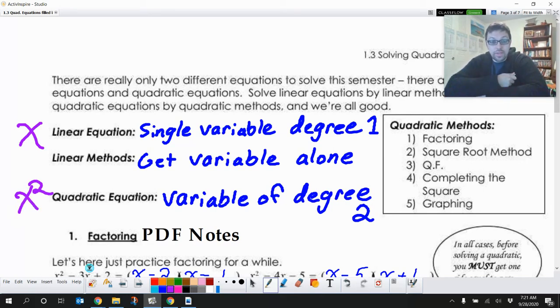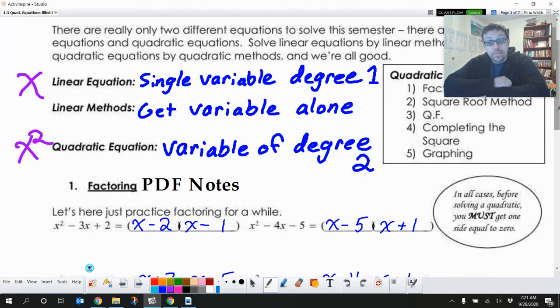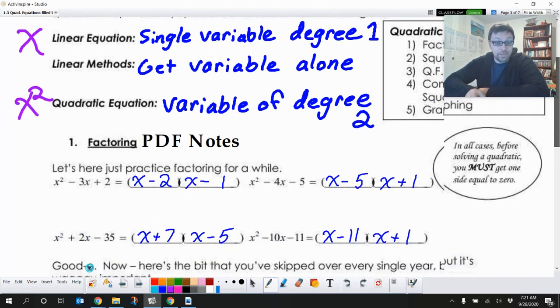What we need to do is get that whole thing equal to 0. If you have a quadratic, you always want to get that thing equal to 0 in order to be able to solve it properly. Okay, there are some cheats, there's some shortcuts, but for the most part, like 95% of the time, you want to try to get that thing equal to 0. To do that, though, we do need to factor.